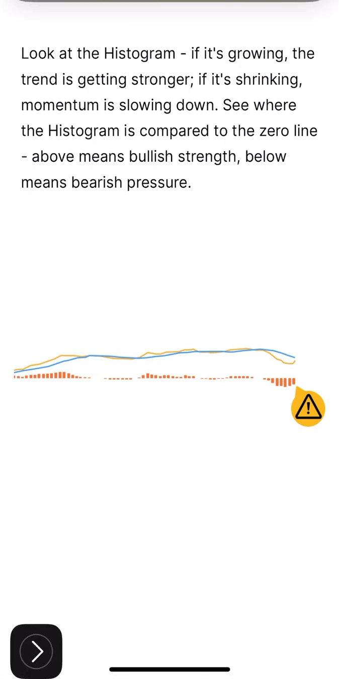Look at the histogram. If it's growing, the trend is getting stronger. If it's shrinking, momentum is slowing down. See where the histogram is compared to the zero line. Above means bullish strength. Below means bearish pressure.